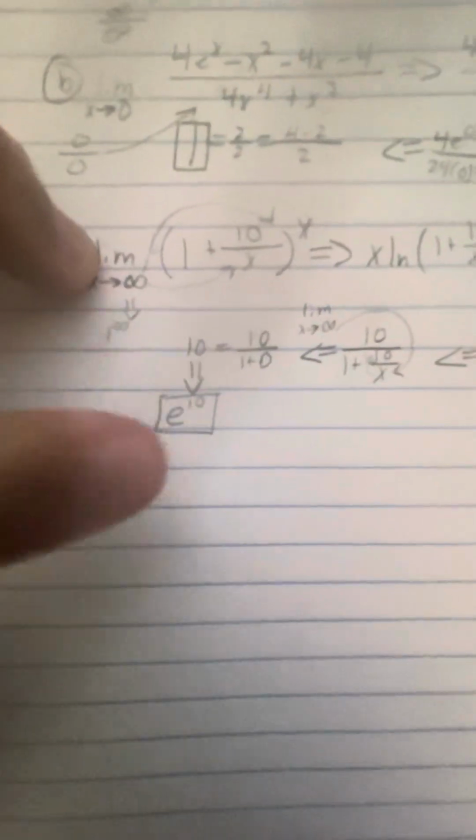Now we can direct substitute since there's only an x on the bottom. So we plug in our infinity here. 10 over infinity, that's going to be 0. So it'd be 10 over 1 plus 0, which is 10. And since we finally have a number, we plug that on top of our e, so our limit is e to the 10th.